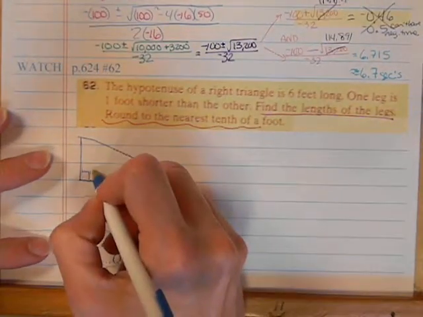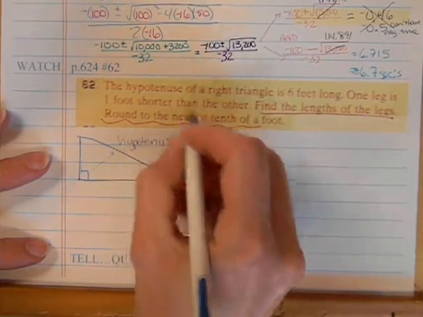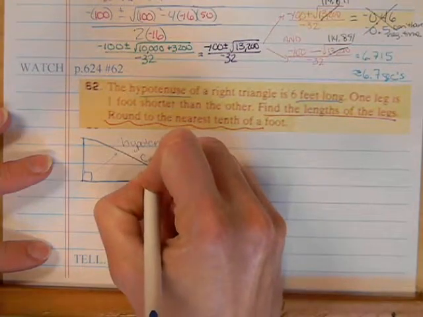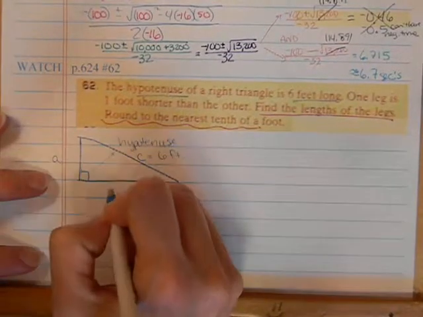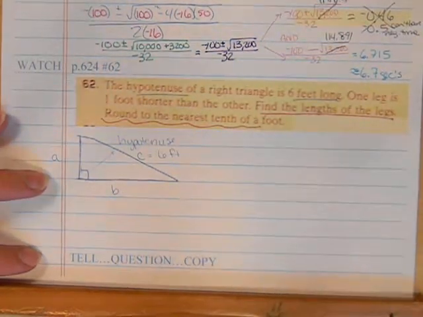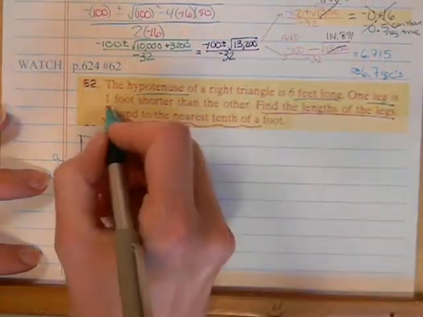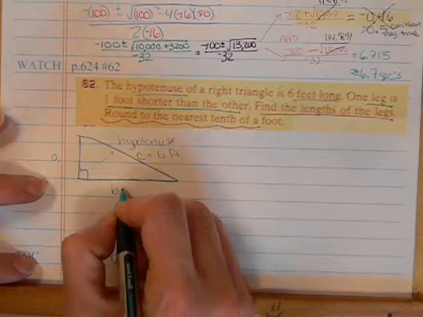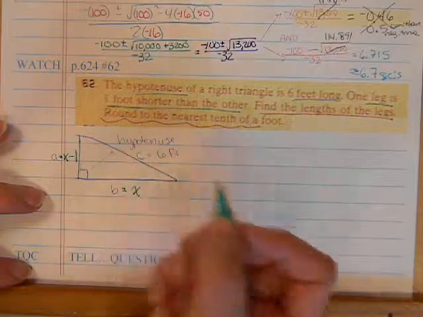So when we draw a right triangle, the side that's opposite the right angle is the hypotenuse, and they tell us that the hypotenuse is 6 feet long, and we usually call that C in terms of a right triangle, and the legs are A and B. And then it says one leg is 1 foot shorter than the other. I've drawn A to be the shorter one here. So if we call leg B X, then A is going to be X minus 1.